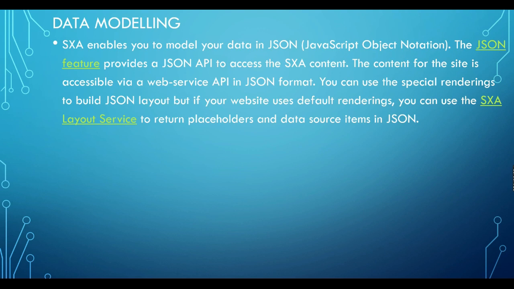Data modeling. We can model the data in JavaScript notation, JSON. By using a special JSON rendering and web search APIs, we can connect to that SXA content, or else you can use a typical SXA layer rendering and use an SXA layer service to return the item in JSON format.